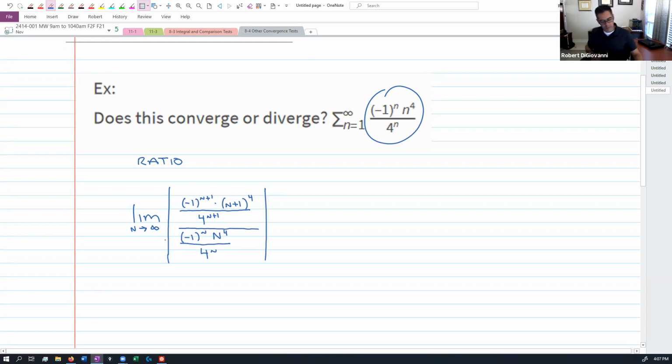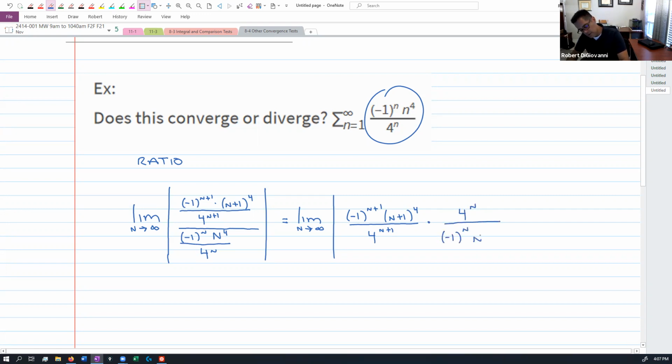Now we have a fraction over a fraction. If we have a fraction over a fraction, I can flip the bottom up and I will get the original top there, the n plus 1 part, and then times, now the other one flips up. So you get 4 to the n on top and negative 1 to the n times n to the 4th here.